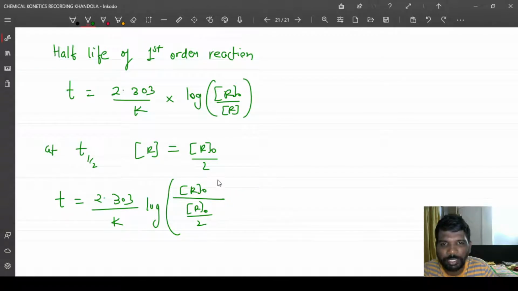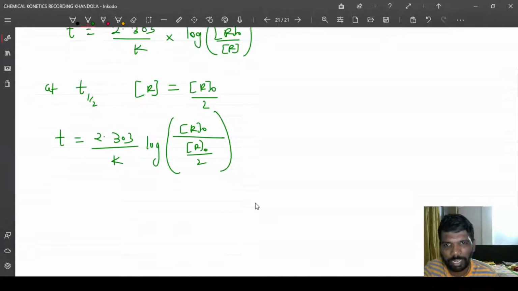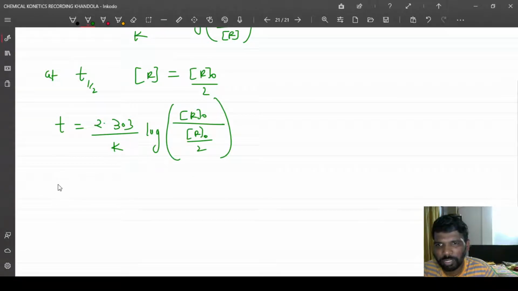Now if you see this, this R0 and R0 we can cancel out, or I will not cancel it directly because you may not understand why I have cancelled, or is it possible to cancel. This may be a question which may arise in your mind.